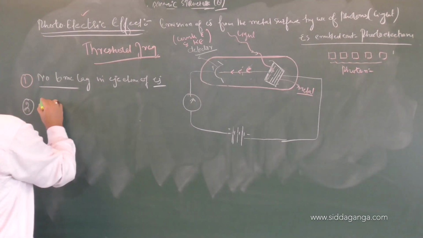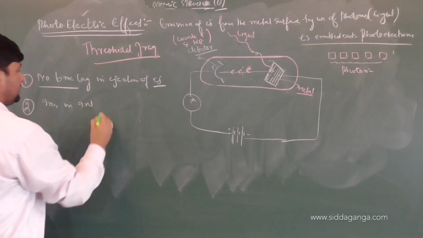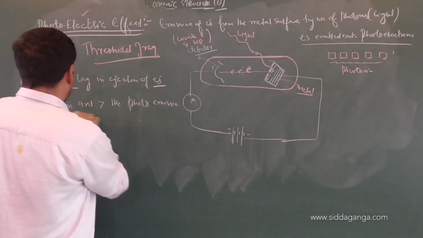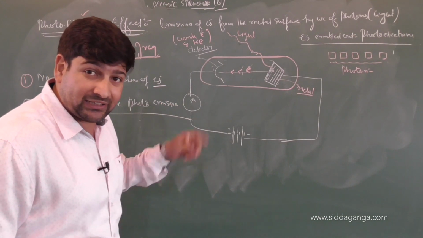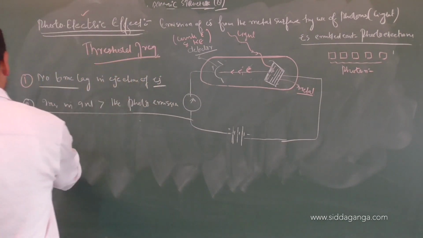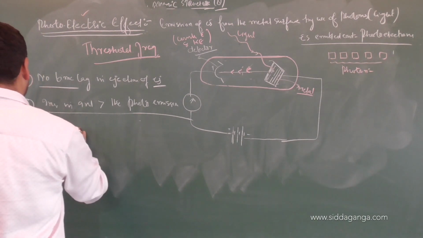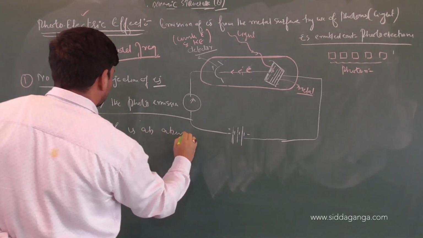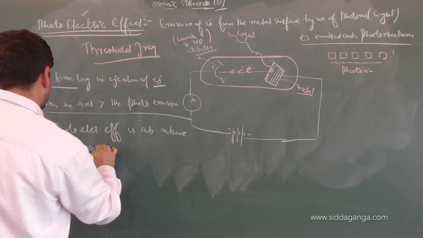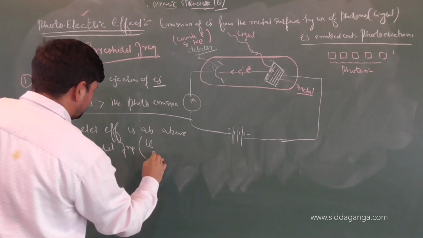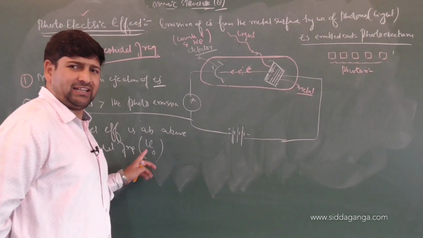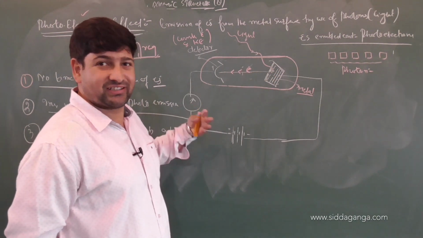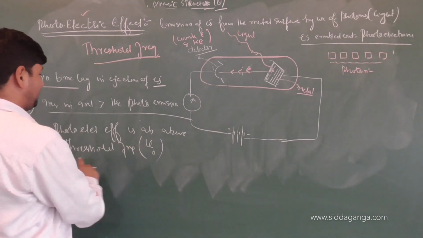Second one: increase in intensity increases the photo emission. If you increase the intensity of that right light, the photo emission is also increased. And the third important thing: the photoelectric effect is observed above the threshold frequency. We'll mention that as nu naught, the threshold frequency. Technically, that is the amount of energy out of the given energy that is used to eject the electron. So, the photoelectric effect is observed above the threshold frequency.